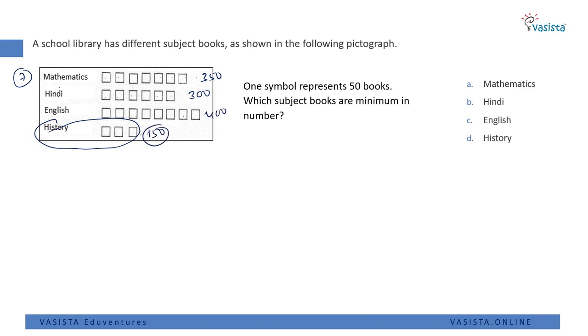So the question is what? Which subject books are minimum in number? That is history. Option D is the right one. There is no need to calculate all these things. Only by observing the symbols you can answer. That is, history has the least number of books, right? History subject has the least number.